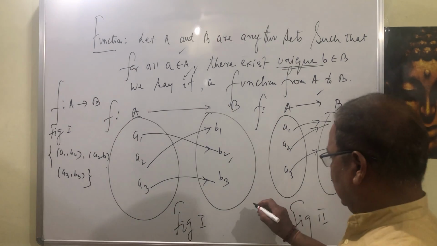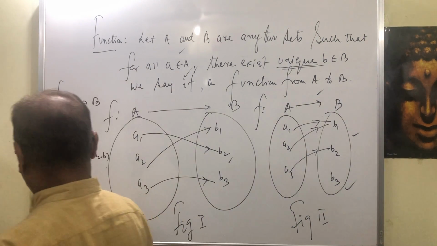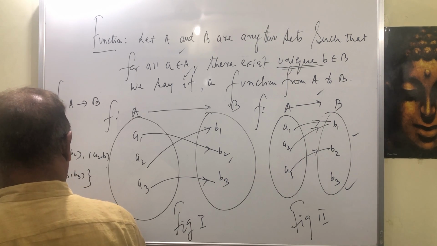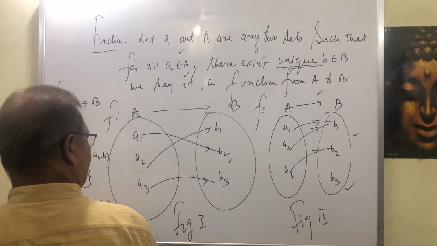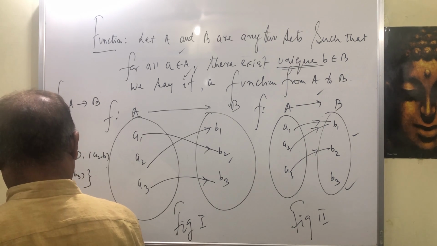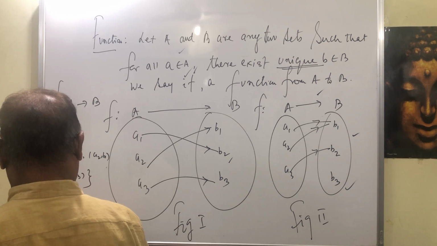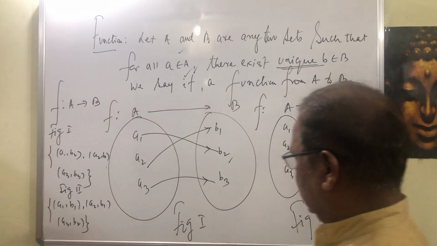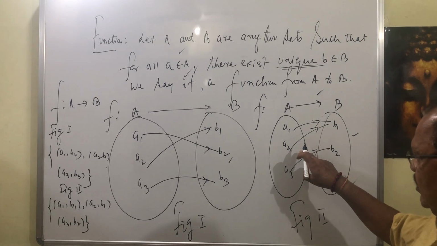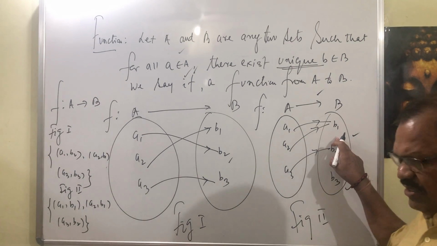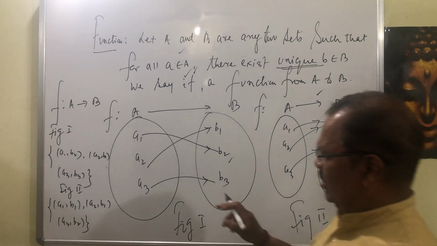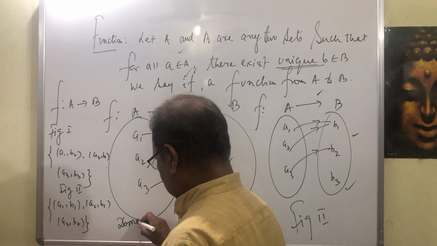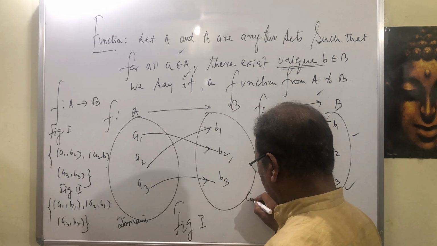Now in figure 2, A1 is going to B1, A2 is also going to B1, A3 is going to B2. So this is the function here in figure 2. So the set of all images of the elements of set A is known as the range. So here in the first case, this is the domain, set A is the domain, set B is the codomain.